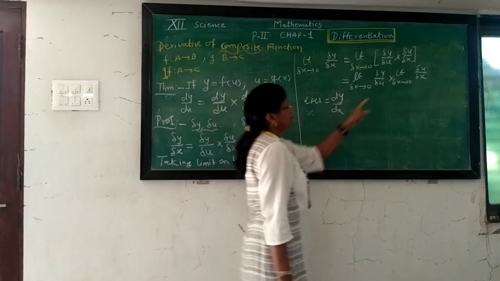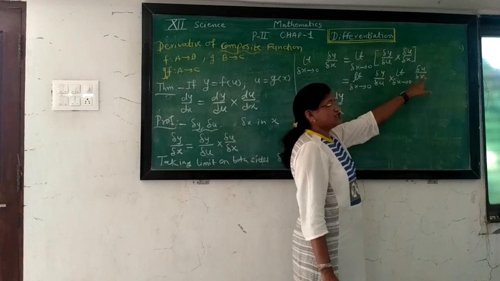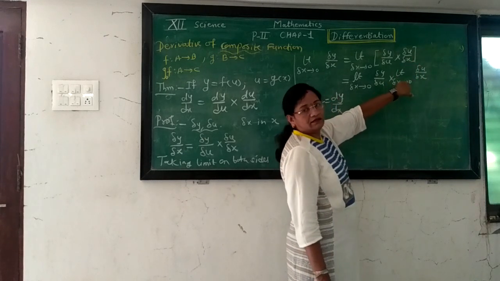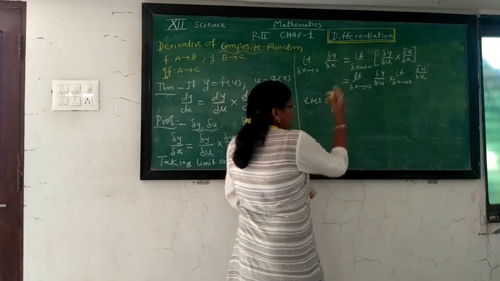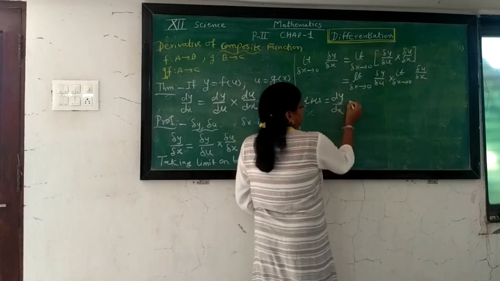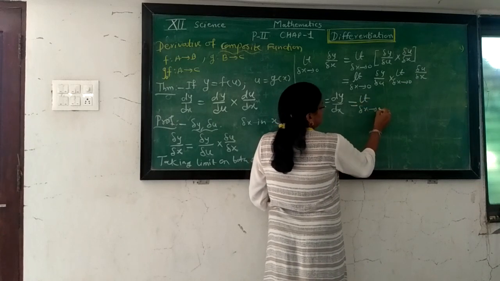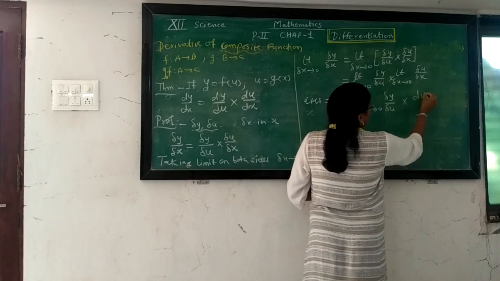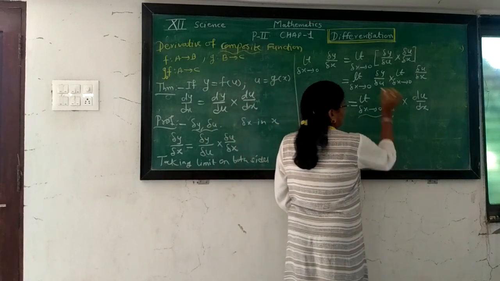For the right side, the second limit exists because, in the same way, u is a differentiable function of x, and this is the incremental ratio whose denominator approaches 0. This value becomes du by dx. So for the right side the second limit is du by dx, and therefore dy by dx is equal to the limit as delta x tends to 0 of delta y by delta u multiplying du by dx. Now the question is about this limit.